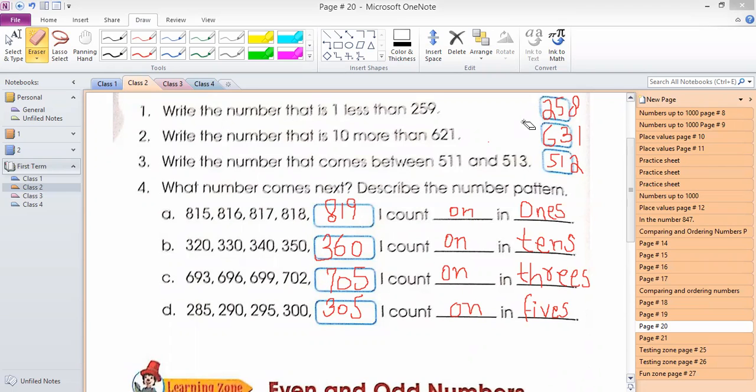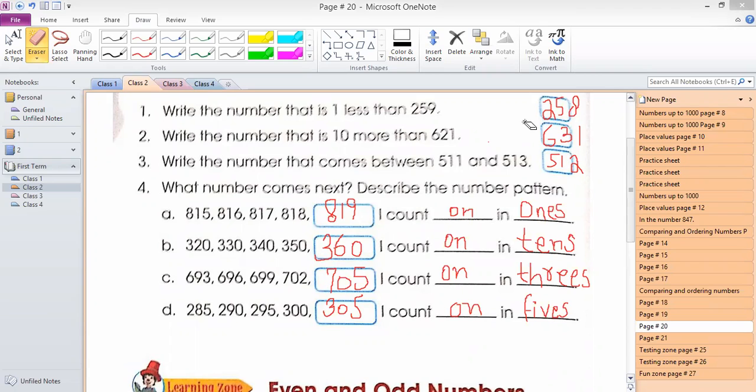In the last class, we completed the practice zone, which is on page number 20. Here we completed 4 questions. These questions were related to the topic more than and less than. And the topic is skip counting in ones, skip counting in twos, skip counting in threes, skip counting in fives, skip counting in tens, and skip counting in hundreds.